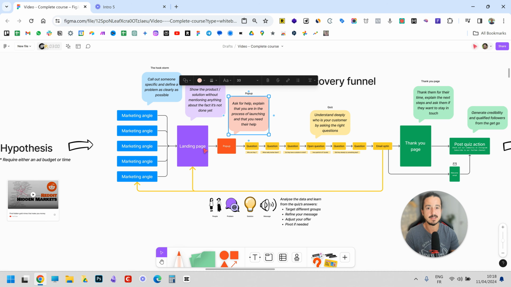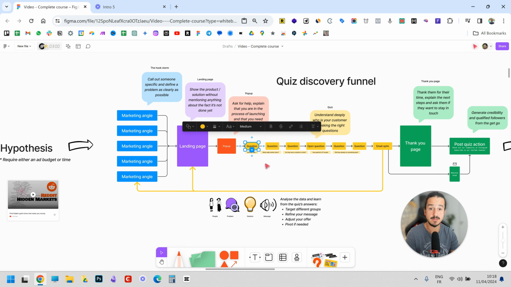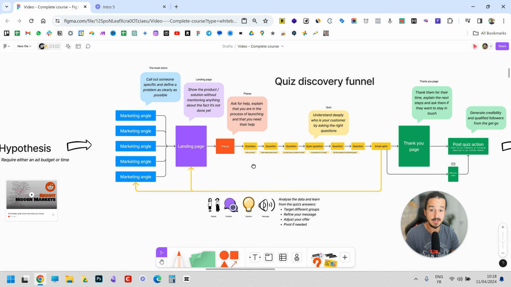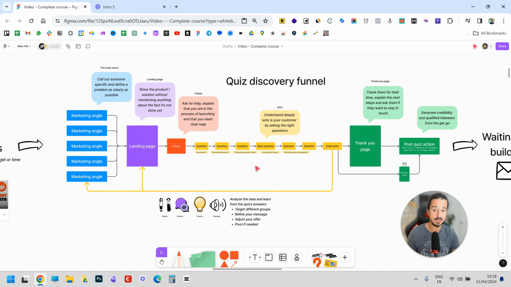This is a step that is quite tricky, and sometimes you need to test out a lot of different messages so you can have the best way to bring them into the quiz that follows. But once they do, you start asking them questions.